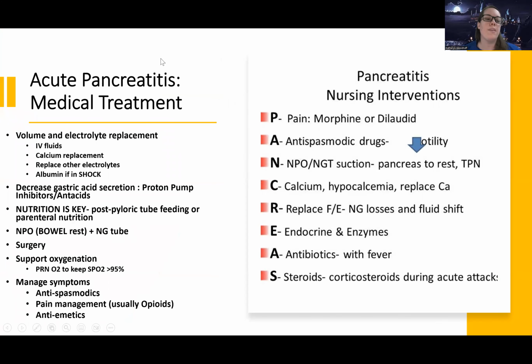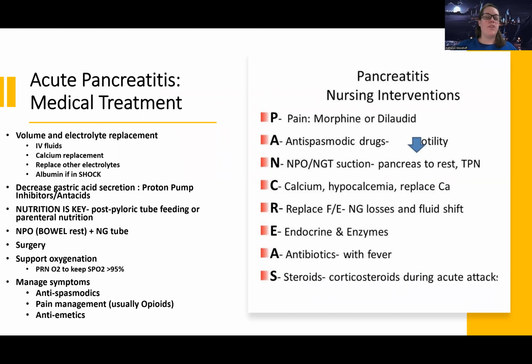So to sum that up, overall, what we're going to do for this patient is give them IV fluids. We might also do calcium replacement if their calcium is low, and replace any other electrolytes. If they're in shock, where they have that high heart rate and low blood pressure, we might give them things like albumin, which helps get fluid where it's supposed to be. They're going to receive things like proton pump inhibitors and antacids, because we want things to not be irritating, especially in their GI tract.